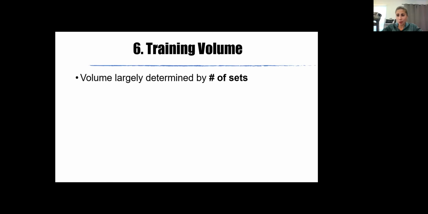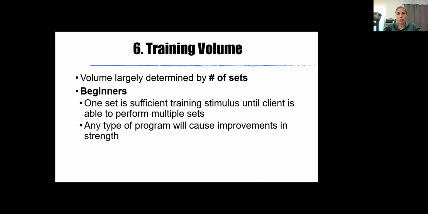So if you wanted to increase volume for a client, add more sets. Now, don't go crazy and go from 2 sets to 5 sets. Just adding 1 set might be enough to be that volume stimulus that will give that client maybe some more results that they're not getting from the lower volume. So for beginners, it's okay to do 1 set. So 1 set is enough stimulus for a beginner to stimulate adaptations, okay?